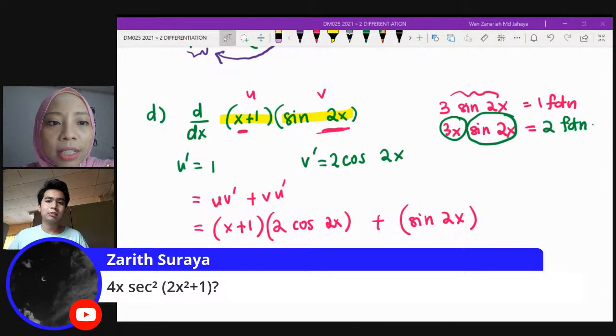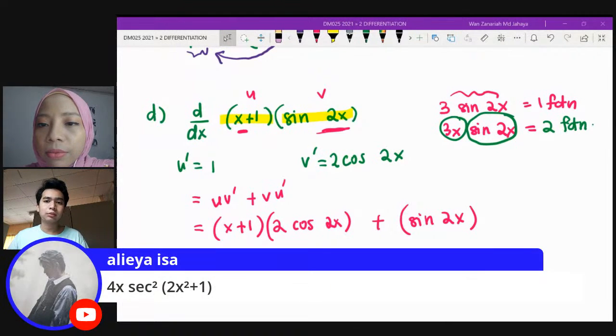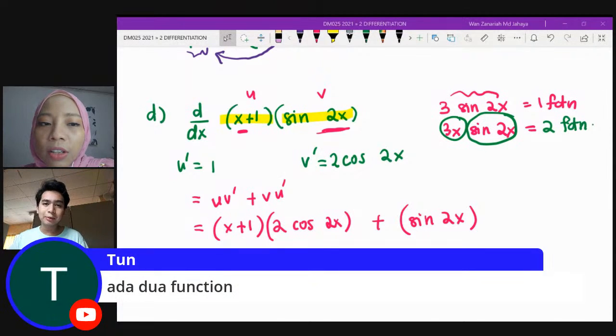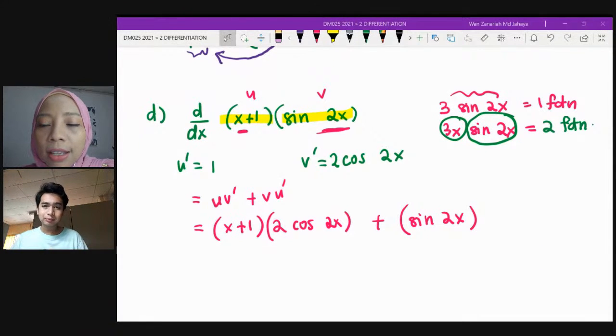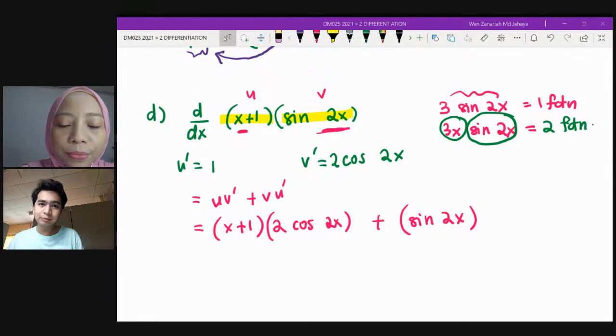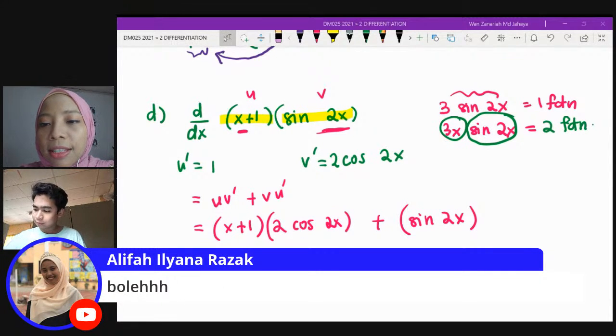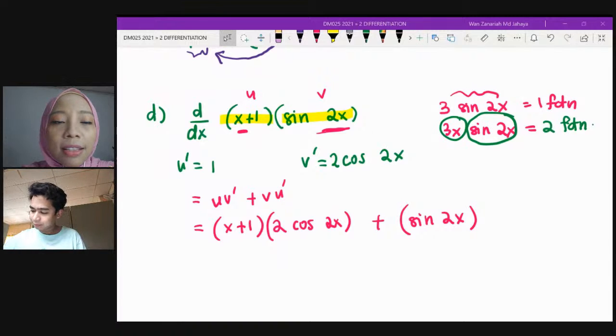Okay, ni soalan yang tadi ya. Okay, very good. This is the question just now. Okay, Faiju Lex Rosie ni siapa ya? Introduce yourself. Okay, very good Tuan. Ada dua function. Exactly. Senang. Okay. Tak apa. Sesekali kita discuss easy question.